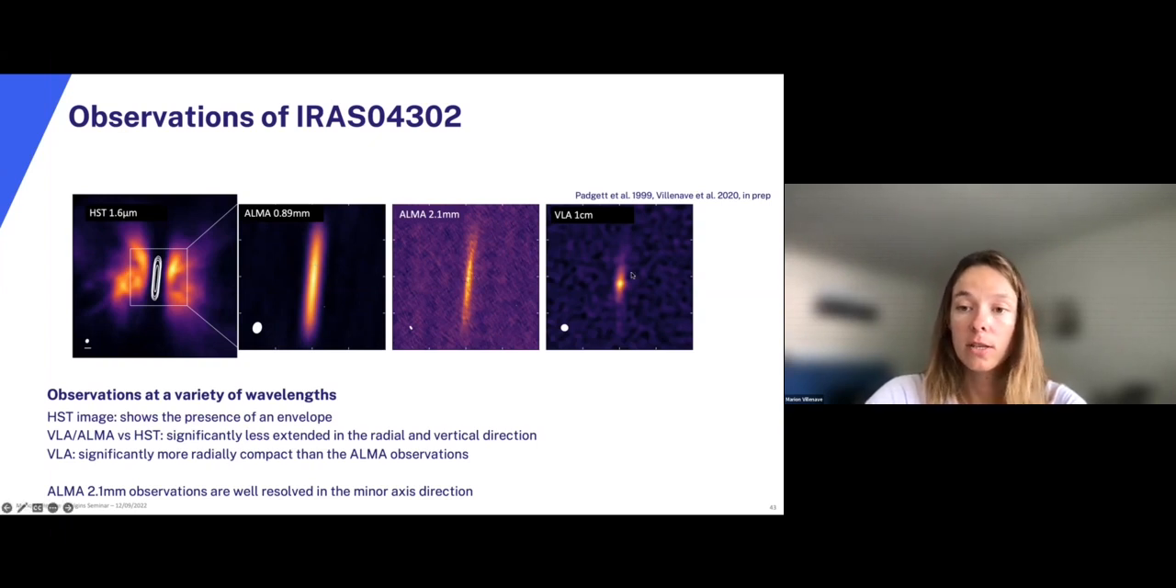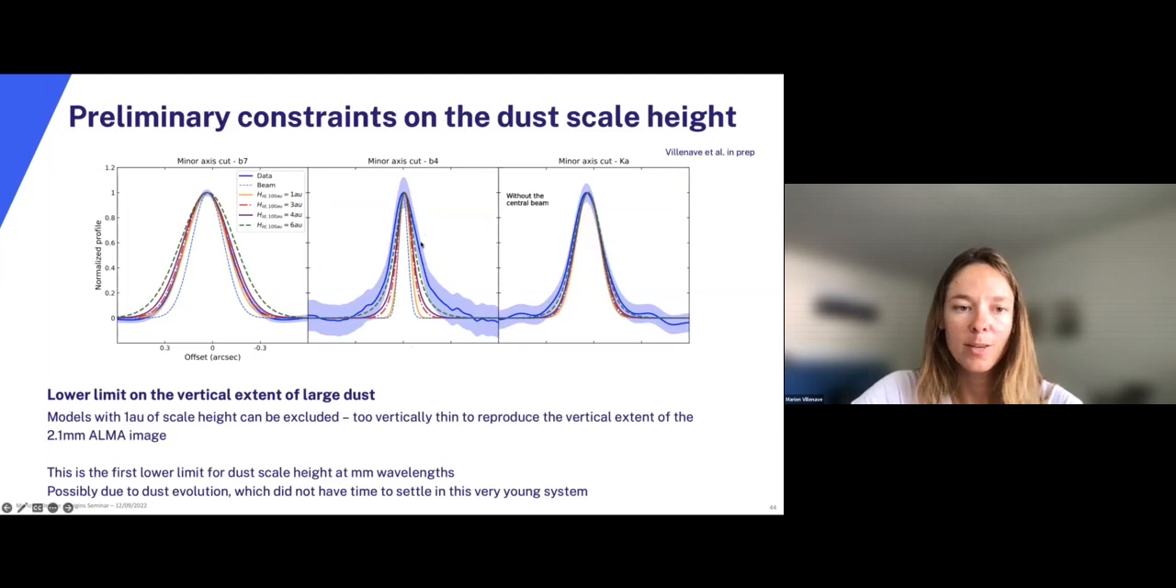But then we can also see that the VLA observation, so at 1 order of magnitude bigger wavelengths and grains, is also much more compact than the ALMA image. And so this is maybe suggesting that the big grains are more concentrated inwards, or maybe this is just an optical depth effect. Also, interestingly, in these observations the ALMA 2.1 millimeter here is well resolved in the minor axis direction. So we can probably use it to constrain the vertical extent of the dust. And so here I'm showing very preliminary results.